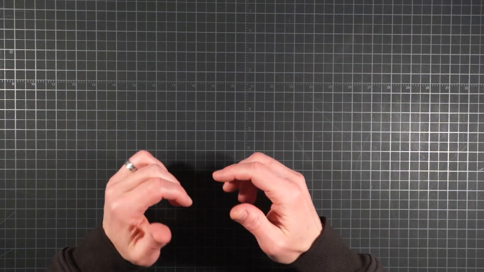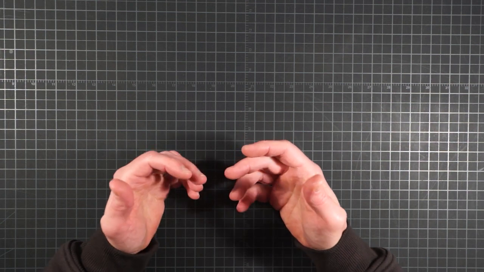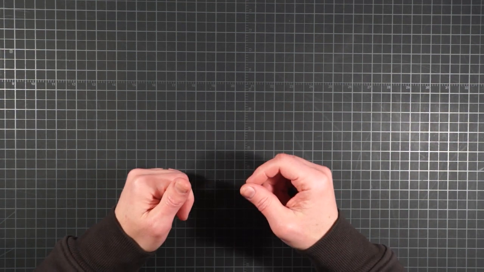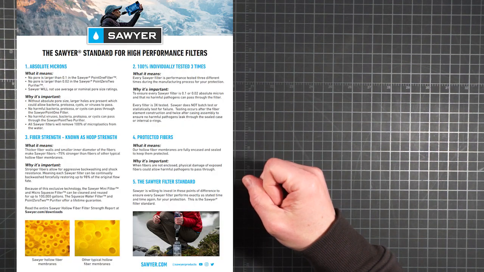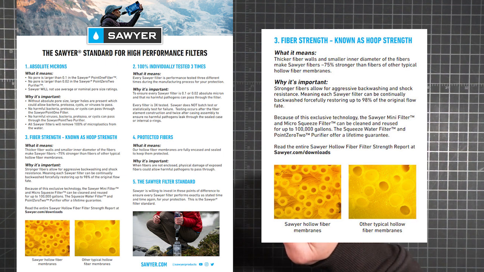So when you see a number like 100,000 gallons, what you're probably looking at is a filter that provides you with superior opportunities for cleaning. And as it turns out, that's exactly what Sawyer claims. According to a fact sheet, thicker walls and a smaller inner diameter make their fibers 75% stronger.